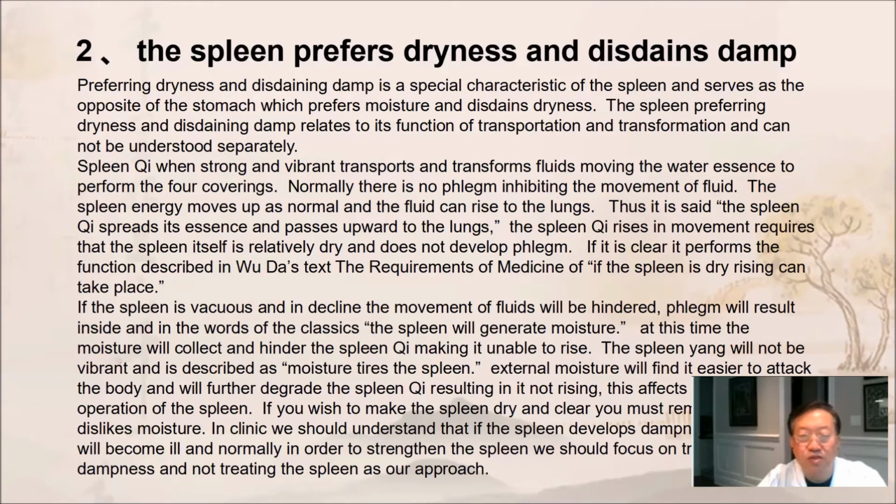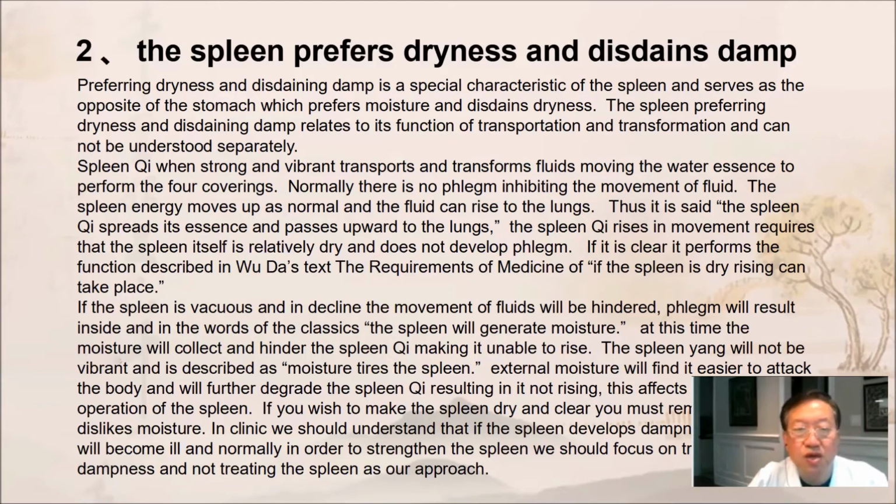Spleen qi, when strong and vibrant, transforms and transports fluids, moving the water essence to perform the four coverings. Normally, there is no phlegm inhibiting the movement of fluid. The spleen energy moves up as normal, and the fluid can rise to the lungs. Thus, it is said, the spleen qi spreads its essence and passes upward to the lungs. The spleen qi rises in movement, requires that the spleen itself is relatively dry and does not develop phlegm.